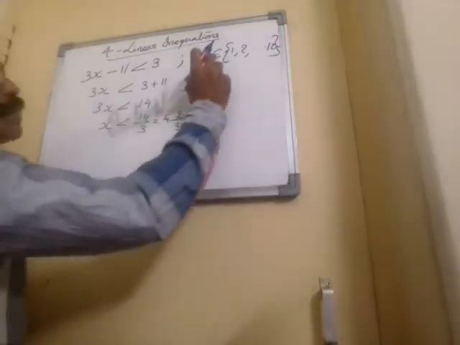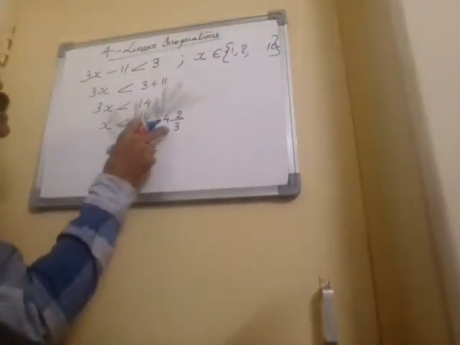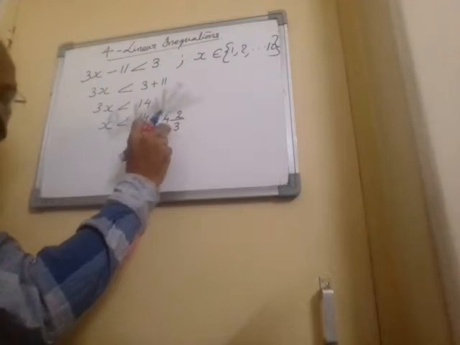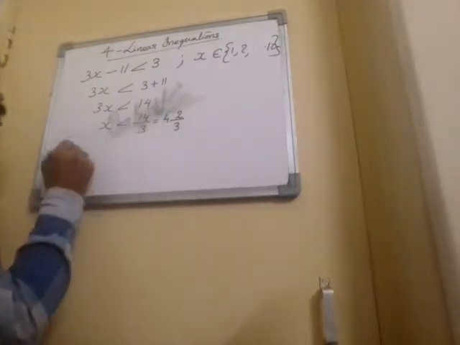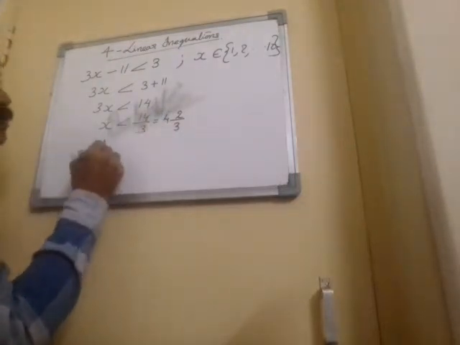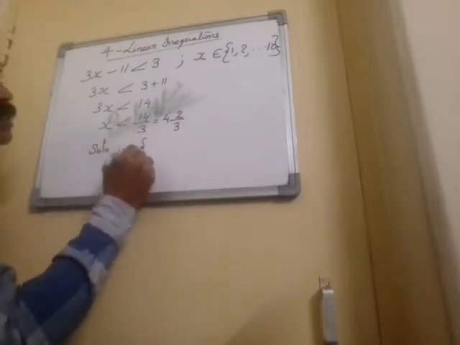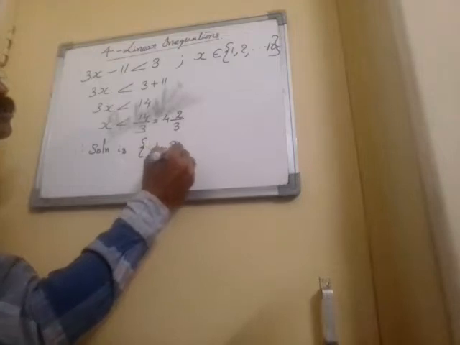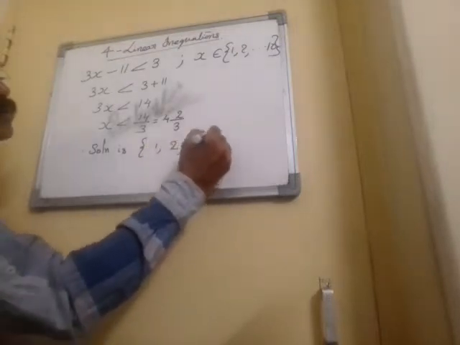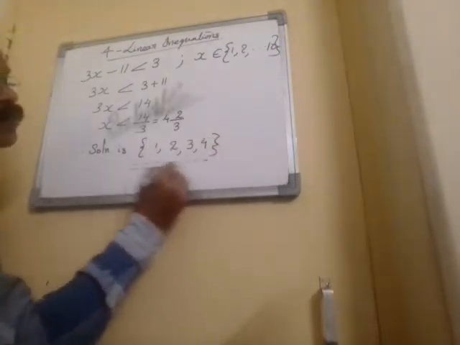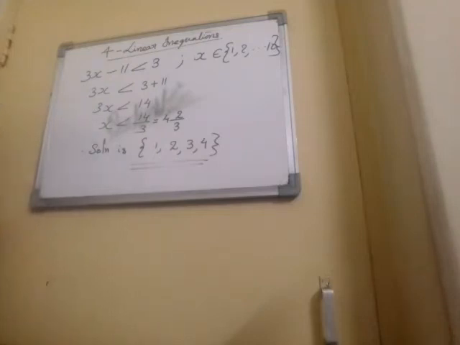But here it is given x belongs to 1, 2, 3 up to 10. So the numbers less than 5, up to 4, we can take. Therefore, the solution is the set 1, 2, 3, 4. So this is the final answer, 1 to 4. Okay, see the next question.